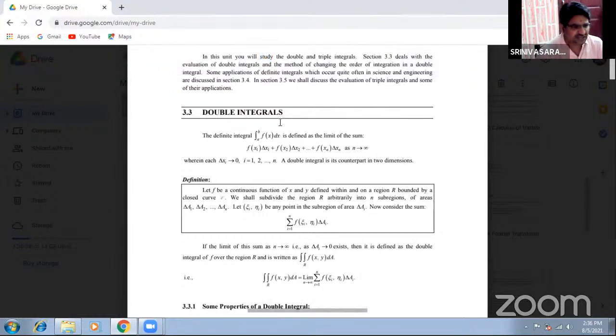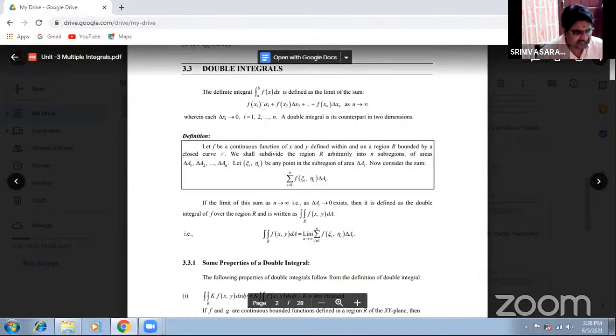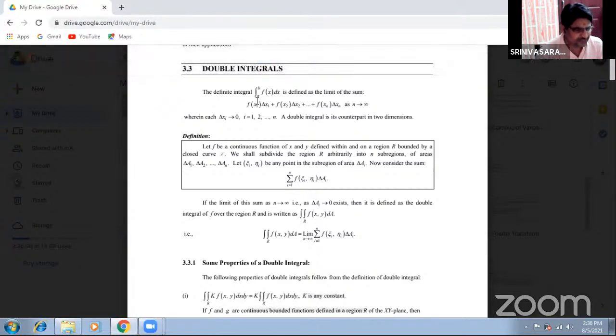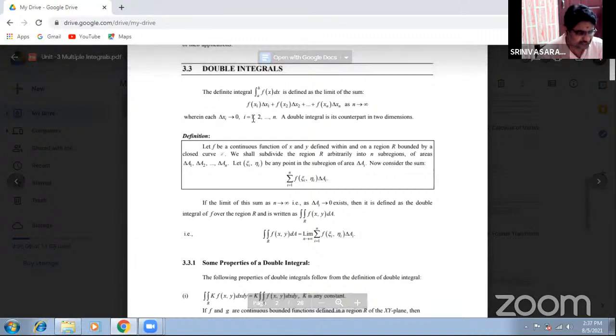Okay, next one. Here the double integral concept is there. This is one of the important concepts. What is the definite integral? Here integral a to b f of x dx is defined as the limit of a sum. This is the definite integral concept. The definite integral is the proper integral of the function, with the sum of terms such as f of x1 into delta x1.